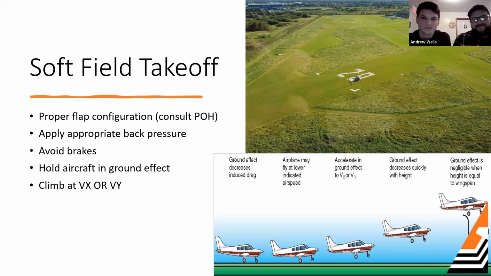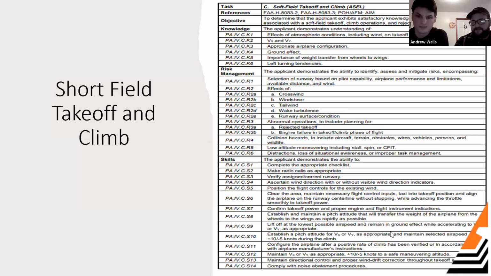All right. So here's what the ACS pretty much says, the chart, everything. As far as these standards, like I said, establish a pitch attitude for Vx or Vy. It's going to depend on the scenario. And plus 10, minus 5. Yep. And as we see here, we want to lift off at the lowest possible airspeed. So the plane will take off while you're doing that wheelie, and then you may have to push that nose forward to maintain ground effect so you don't climb out of it.